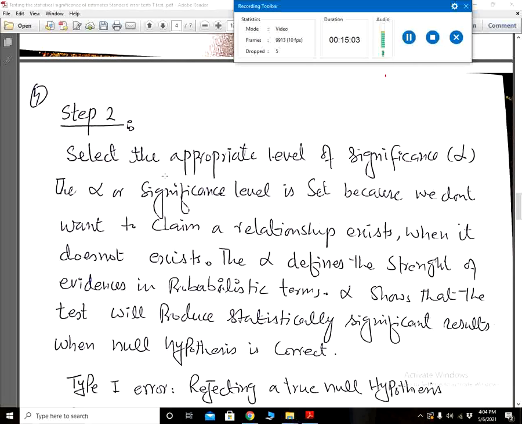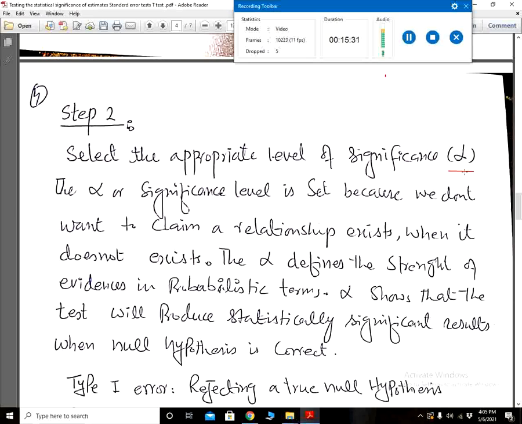Step 2. Select the appropriate level of significance alpha. Alpha is the level of significance. It is set because we don't want to claim a relationship exists when it doesn't exist. The alpha defines the strength of evidence in probabilistic terms. Alpha shows that the test will produce a statistically significant result when the null hypothesis is correct.